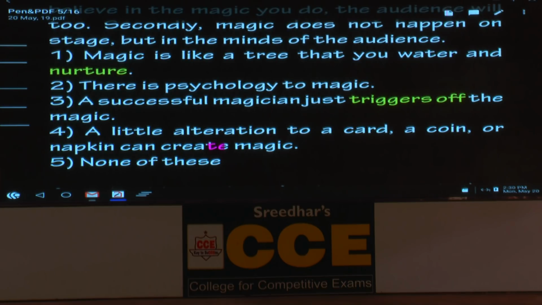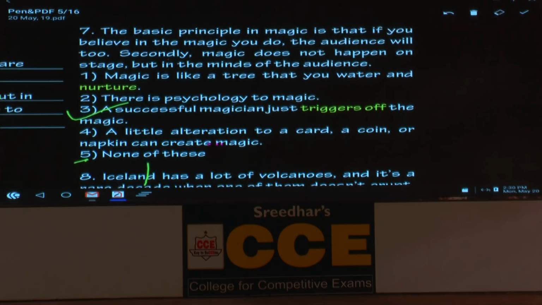A little alteration to a card, a coin or napkin can create magic. No, not relevant. So, what is the answer here? The third option. There is psychology to magic also seems right. But the very first sentence talks about where it starts: in the mind of the magician. So, he can trigger it off. Not an easy one, I am telling you.